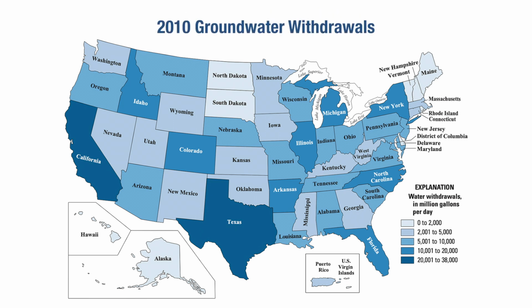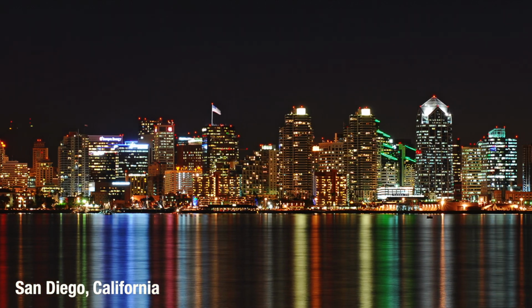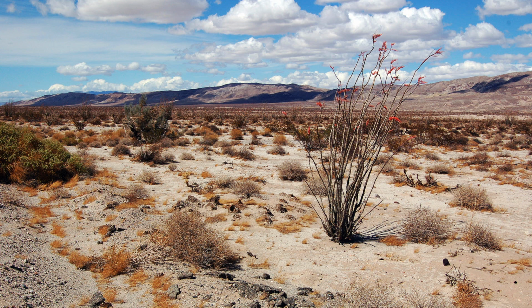This figure shows groundwater withdrawals in the United States for the year 2010. It is seen that most of the groundwater use is in the western half of the country, particularly in California, which has a highly developed economy, coupled with a prevailing arid, semi-arid climate in a substantial portion of its area.